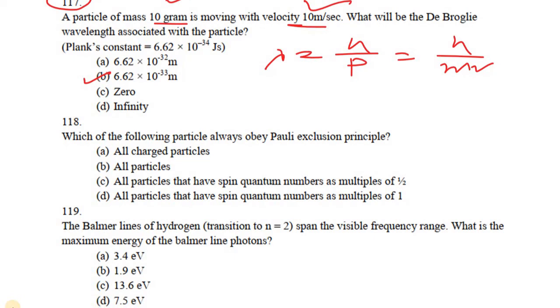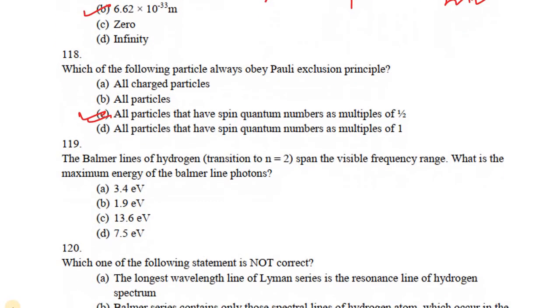Which of the following particles always obey the Pauli exclusion principle? This is the half spin particle, half integral. So option C will be the correct one.